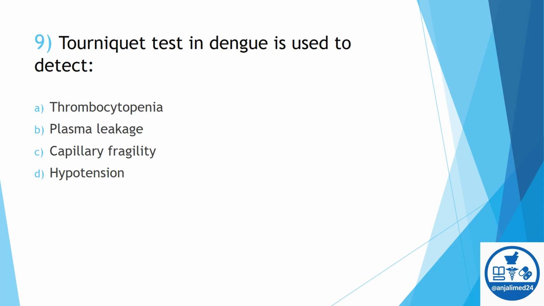A blood pressure cuff is tied around your arm and inflated to a level midway between your systolic and diastolic pressure, that's between your top and bottom BP numbers. It's kept that way for about 5 minutes. After that, the doctor looks at your skin. If more than 20 small red dots, called petechiae, appear in an area about 1 square inch, the test is positive. A positive test means your capillaries are fragile, a common finding in dengue hemorrhagic fever, DHF.